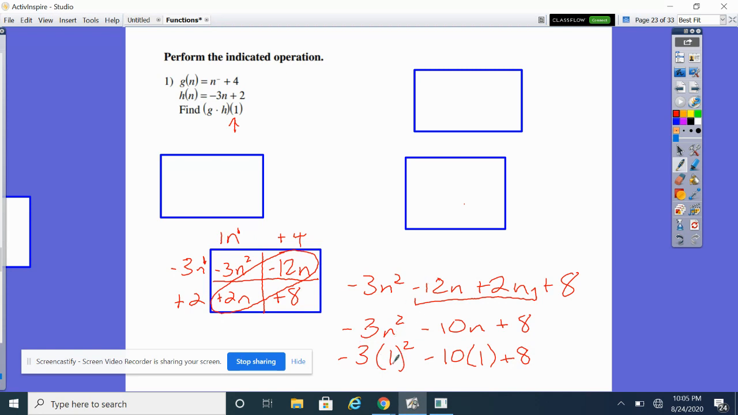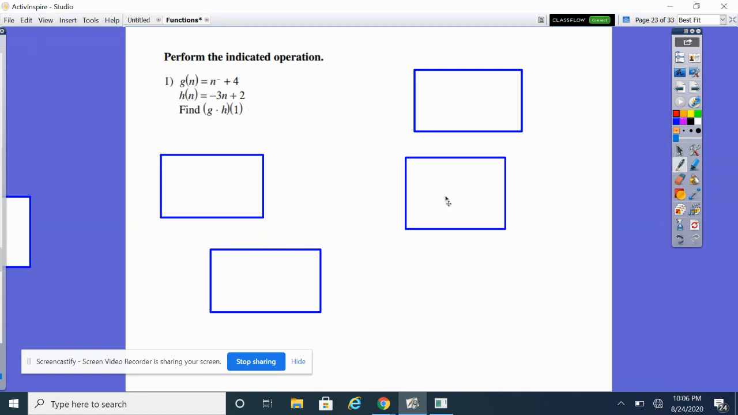Remember, according to PEMDAS, we want to do the parentheses and the exponents first. 1 squared is still 1. 1 times negative 3, well, that's negative 3. Negative 10 times 1 is negative 10, and then the positive 8 goes at the end. Negative 3 and negative 10, that's negative 13 plus 8 gives us an answer of negative 5. All right, I'm going to clear this off, see what's behind box number 2.